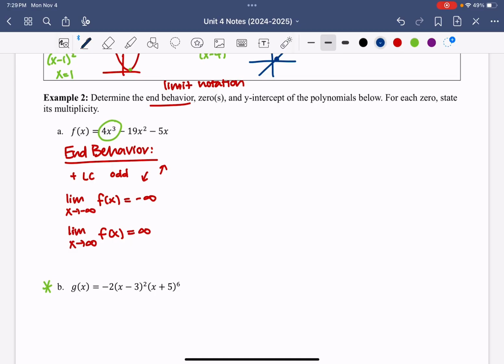Okay, the next part told us that we were going to find our zeros. So we're going to figure out where our x-intercepts are. Well, it's easy to do that when we have this in factored form. I see that it's written in standard form, so if possible, we're going to try to factor it.